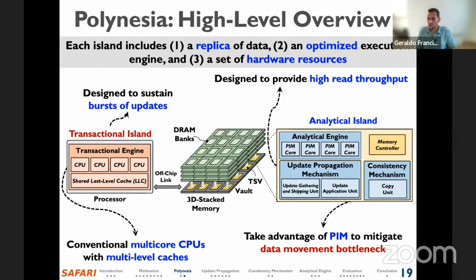But the analytical workloads have different properties that are better suited for simple cores. For analytical islands, you can think about them as just reading a bunch of data and doing some really simple computation on that. So in that case, there's not much locality. You don't need the whole front-end decoding part of the out-of-order engine. And there is not much locality because there's not much communication across different analytical queries.